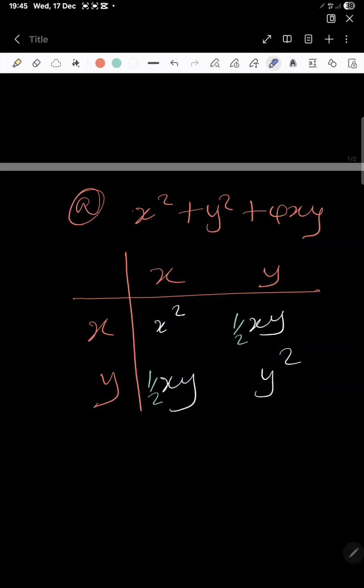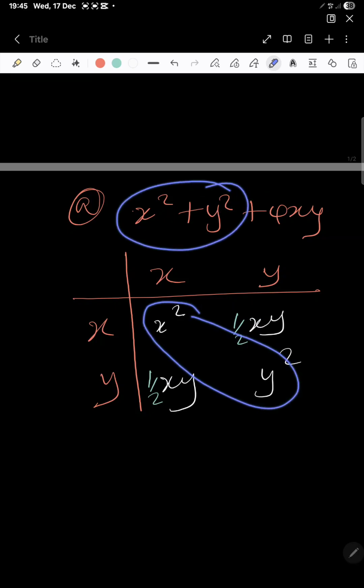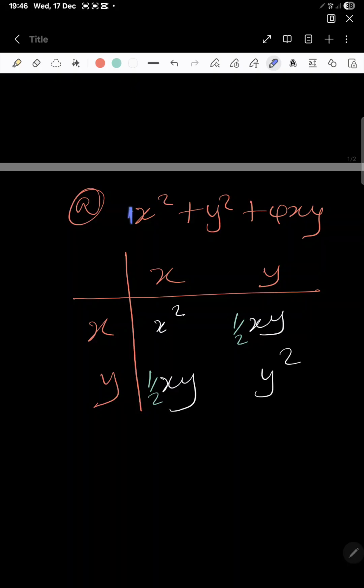So what does this mean? This means that the numbers in the major diagonal, pick them the way they are in the question. You are just getting the coefficients of those variables, x squared and y squared, and you put them in the major diagonal. Then in the minor diagonal, check the component which has x and y and divide it by 2.